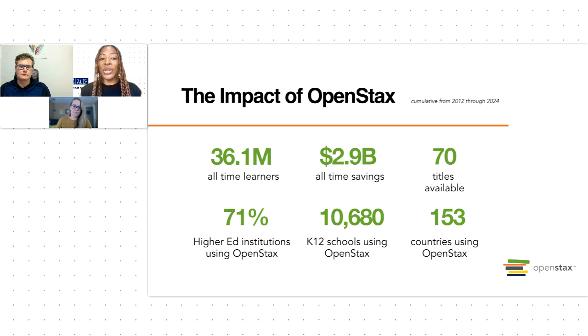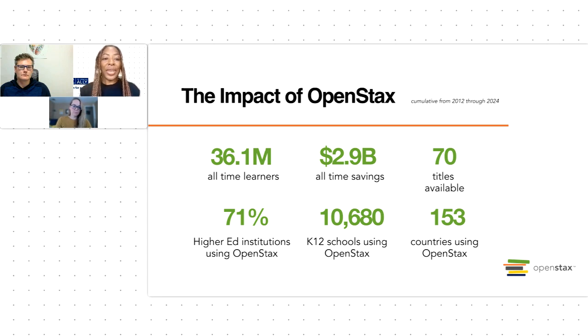OpenStax has had a large impact on students and instructors across the globe. Since publishing our first textbooks in 2012, we have saved 7 million students over $2.9 billion in textbook costs. Our main area of work is offering 70 openly licensed textbooks for college and K-12 courses. Over 2,200 colleges in 153 countries are using OpenStax textbooks. These accomplishments would not have been possible without the support of our OpenStax allies like Science Interactive and instructors like you.